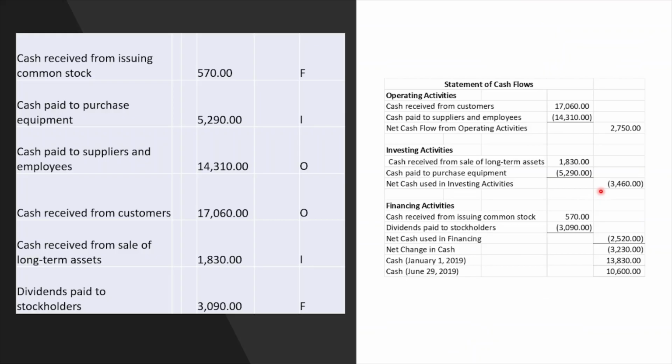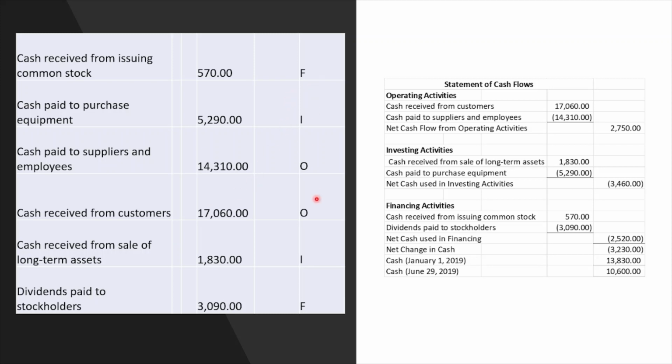Now we need to prepare the statement of cash flow. This is different. Remember, I said the second portion of the information we're given is for the cash flow. Why? Because I could easily say cash received from, cash paid to, dividends paid to, anything paid or received in terms of cash goes on your cash flow statement. And you can also label that in advance.